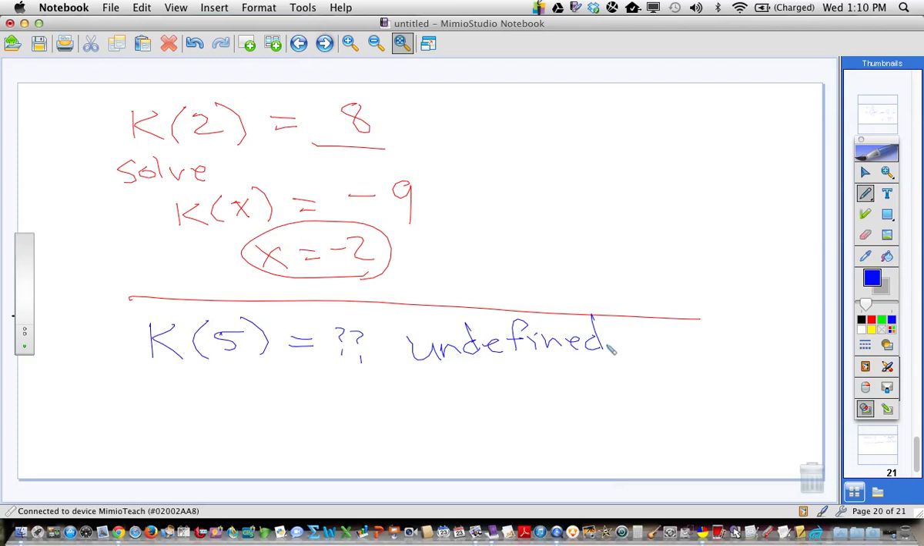Okay, so it's a little different way of looking at it. We're not used to that. We're used to equations. We're not used to tables of values. So k of 5, we would say, is undefined. There is no output for that input. Okay, next one there, example 4.